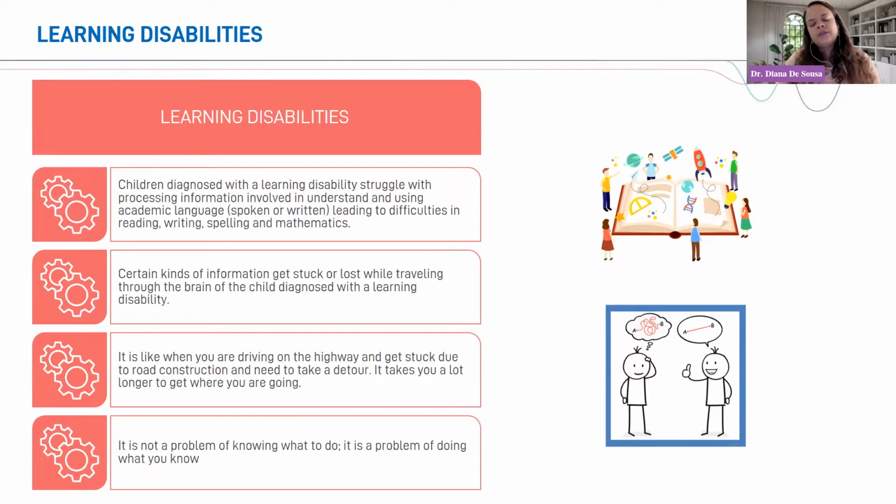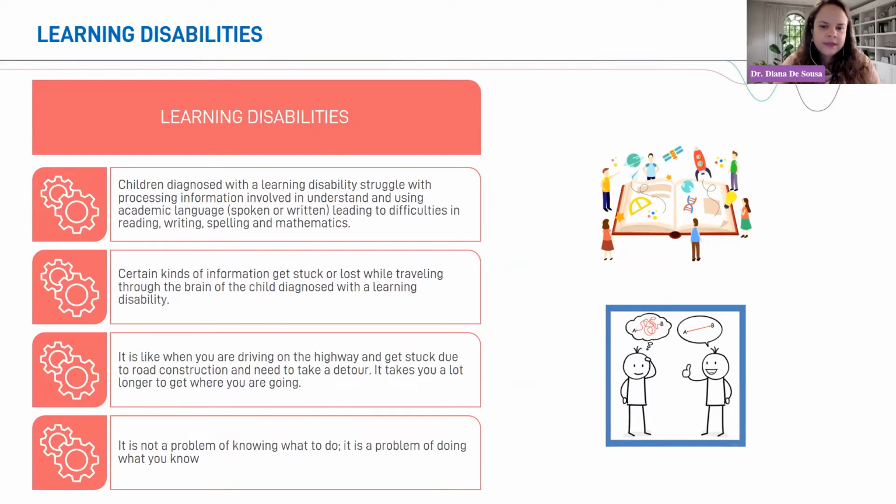So I really find the little picture here at the bottom of the two cartoon characters helpful. One says you need to get from A to B. It's a nice direct straight line. And the other person is trying to figure out how to get from A to B, and it's not an exactly straight line. So it's like when you're driving on the highway, you get stuck due to road construction and you need to take a detour. It takes you a lot longer to get where you're going because of the detour. So it's not a problem of knowing what to do. It is a problem of doing what you know. So that for me, in a nutshell, highlights the core challenge of a child with a learning disability.